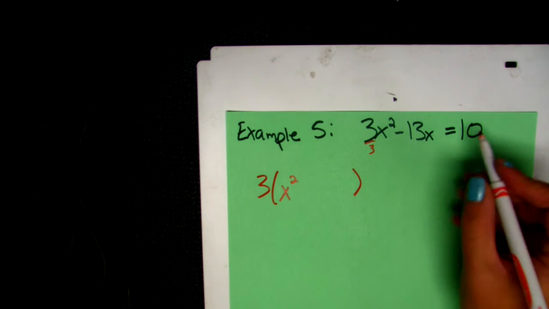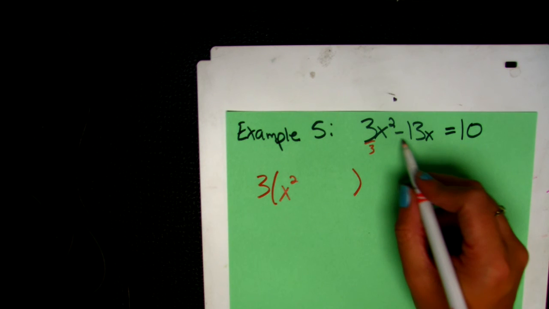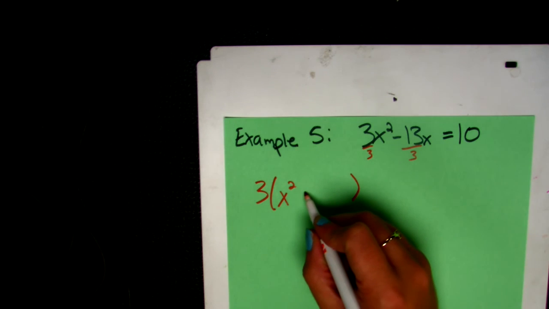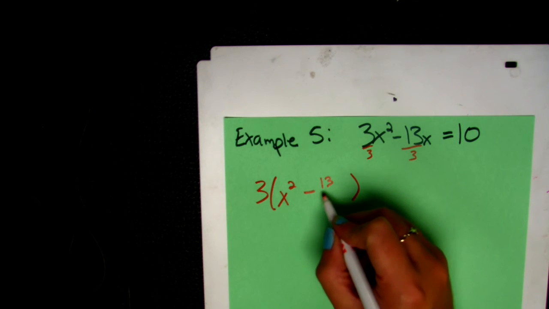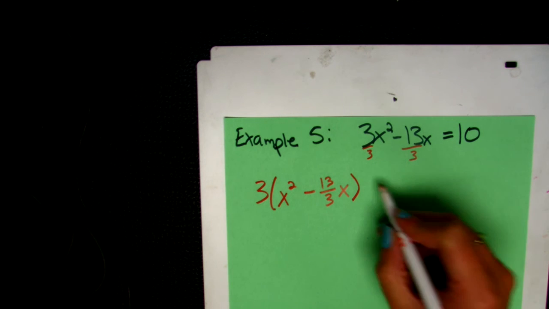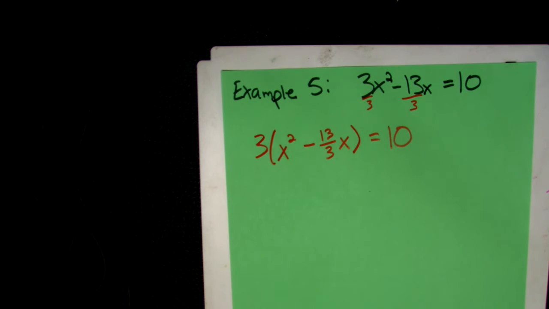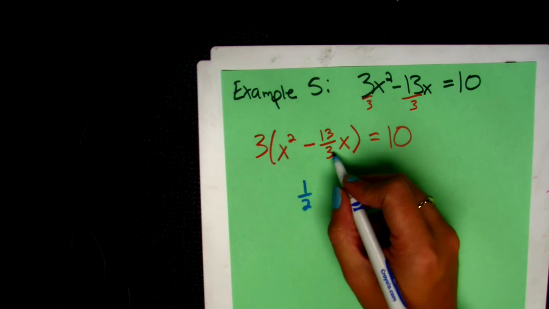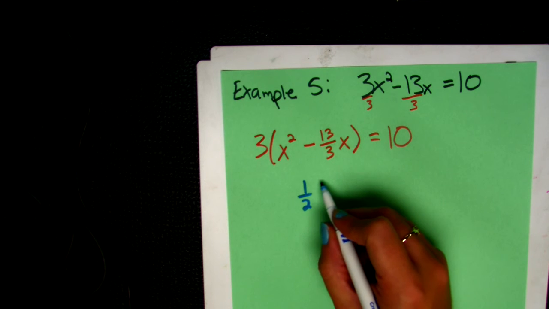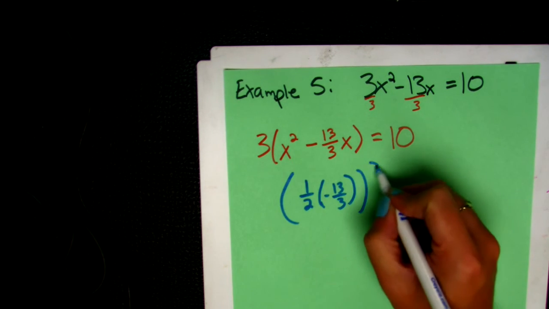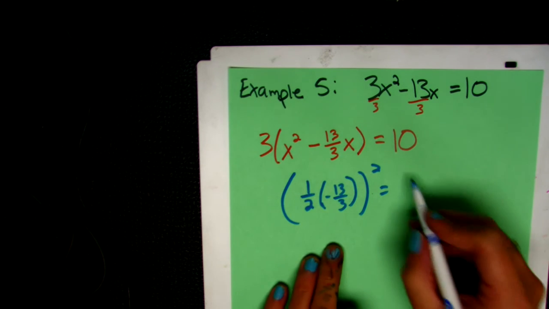So 3 divided by 3, that leaves us with x squared. And then -13 divided by 3, that gives us some crazy decimal, which we don't like. So we're actually just going to leave that as -13/3. All right. So now I need to complete the square. So I need to take 1/2 times my b value, which is -13/3. And then I need to square it, all right?